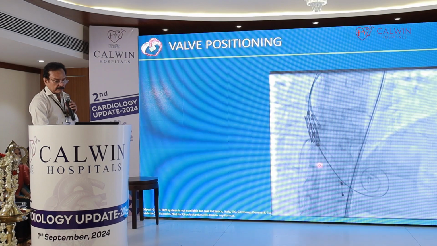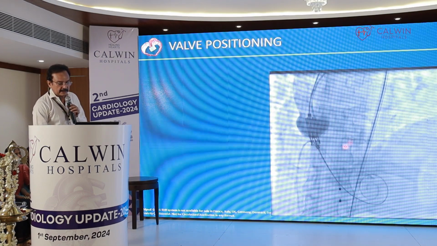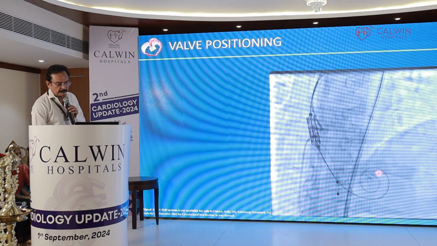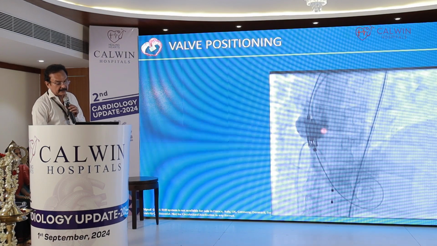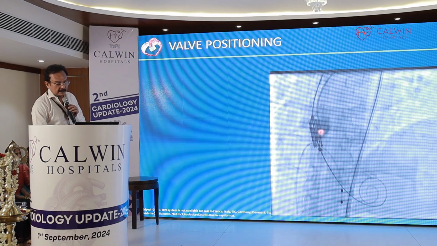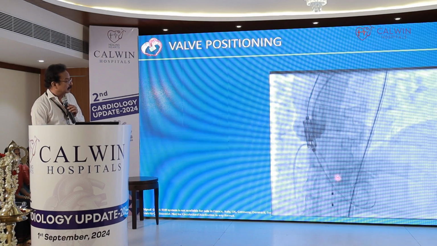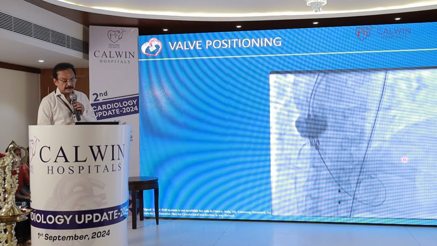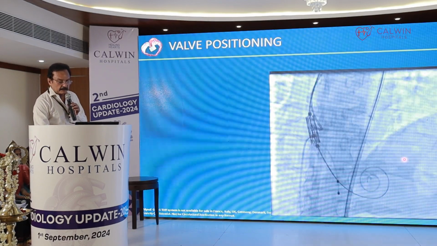So generally what we do is, when you dilate this valve, this will occlude the entire LV output, so there will be no blood flow outside into the aorta. So to avoid problems at that time, what we do is, we generally pace this heart. So you see here, this is the pacemaker. We pace the heart to the heart rate of at least more than around 180 to 200. And while pacing, we deploy it.